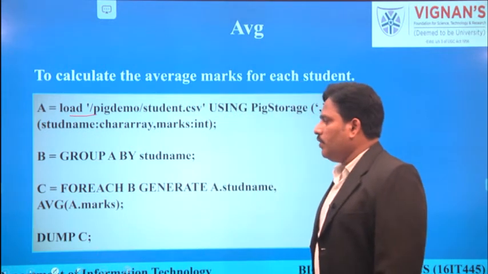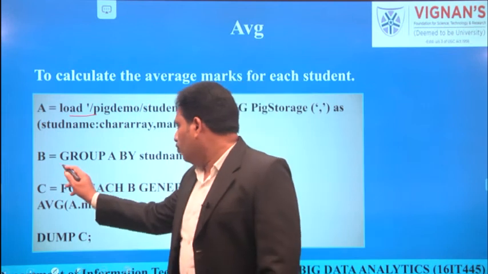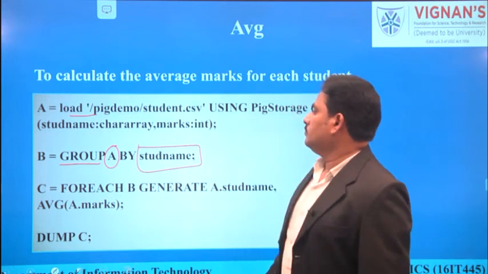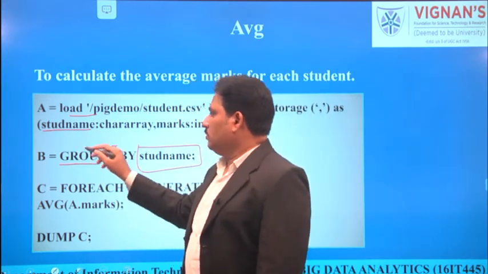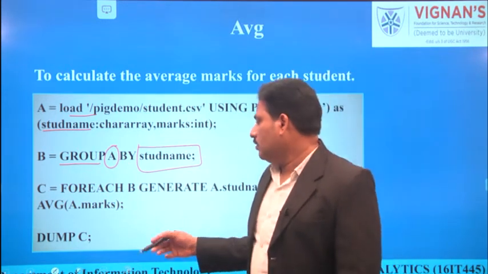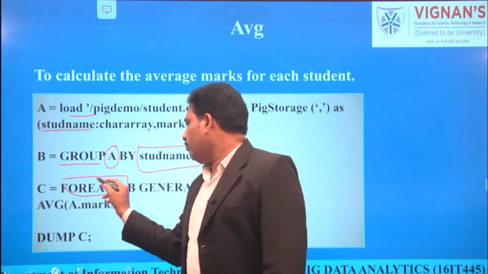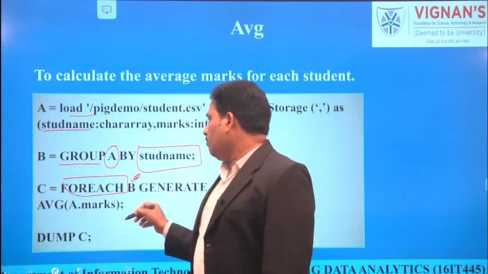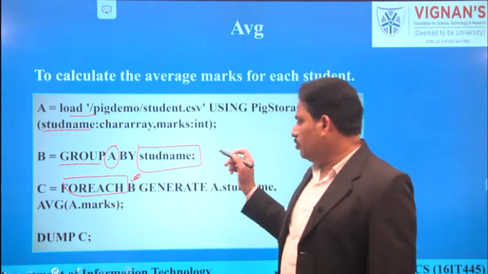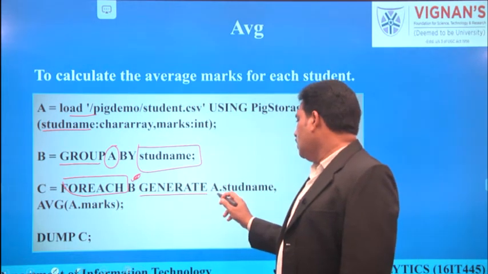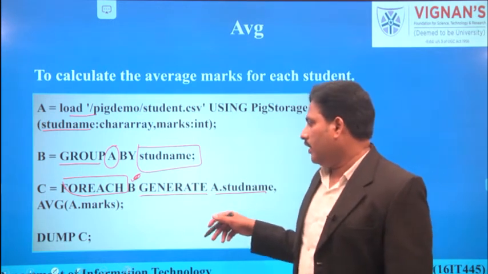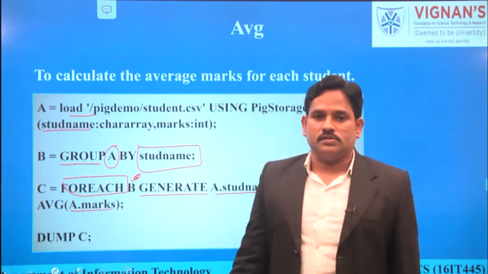and to apply average, we are grouping. Group A by student name. Student name is an attribute of the table. Now we want to calculate for every student. In relation B we have all the grouped student names. Based on student name we grouped all the values. For each B, generate A dot student name, comma, average A dot marks.